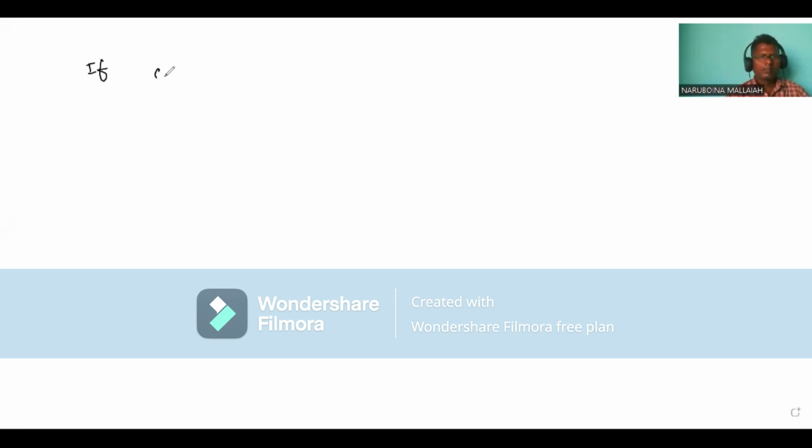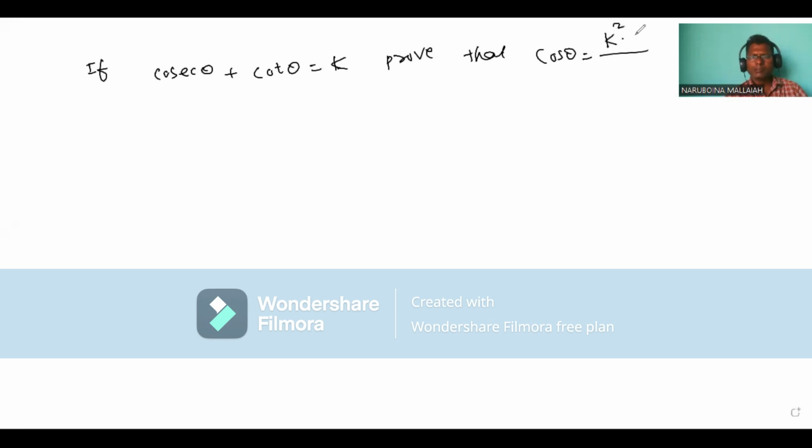If cosecant theta plus cot theta is equal to K, then prove that cos theta is equal to K square minus 1 by K square plus 1. So we are given cosecant theta plus cot theta is equal to K.